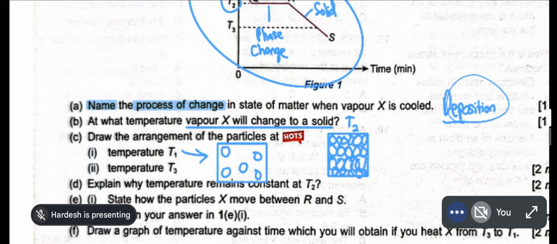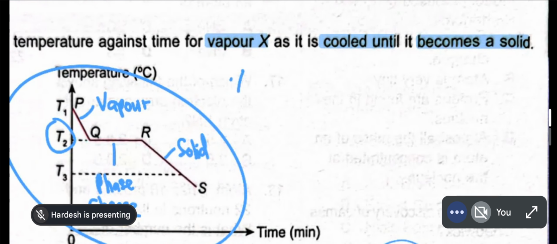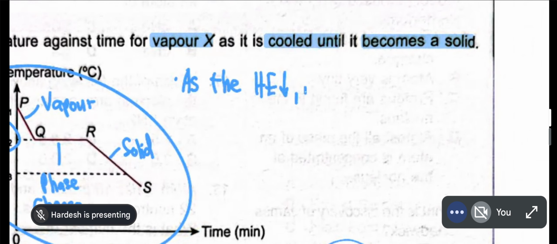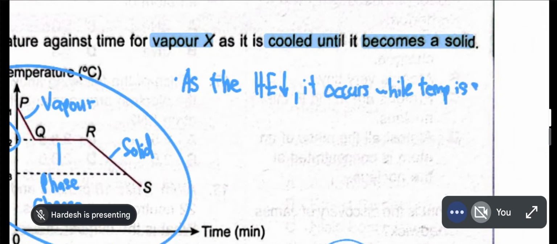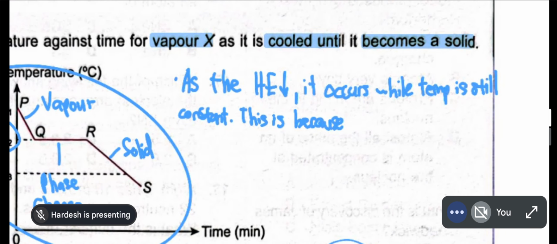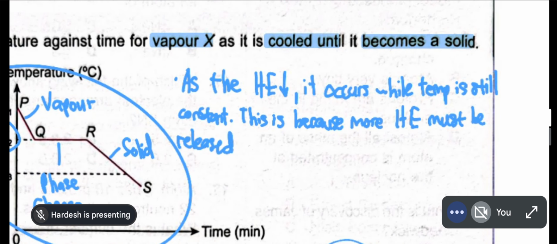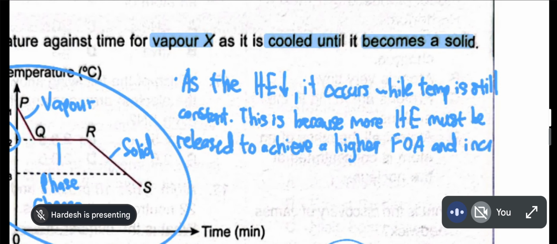No one, huh? Okay. So if I were to write it, I would write it like this. As the heat energy decreases, it occurs while the temperature is still constant. This is because more heat energy must be released to achieve a higher force of attraction and increase bond formation.